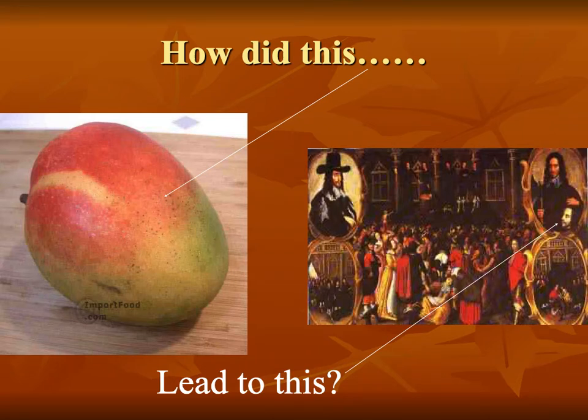Now we're going to begin with a bit of a riddle. We have a mango on the front page there. Hopefully you knew that was a mango. I've had some very strange fruits that kids have said before. So how did a mango lead to the execution of Charles I?